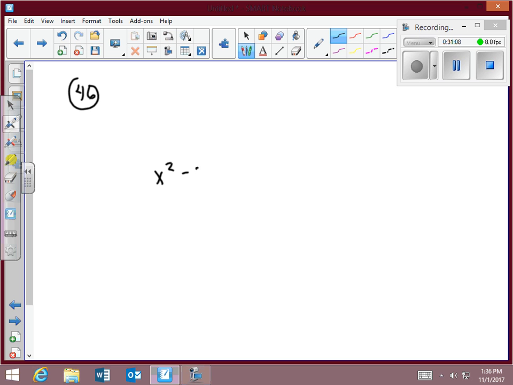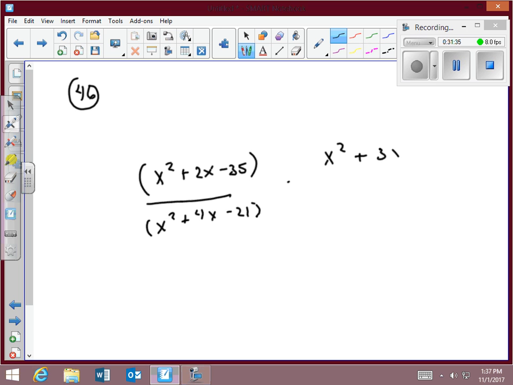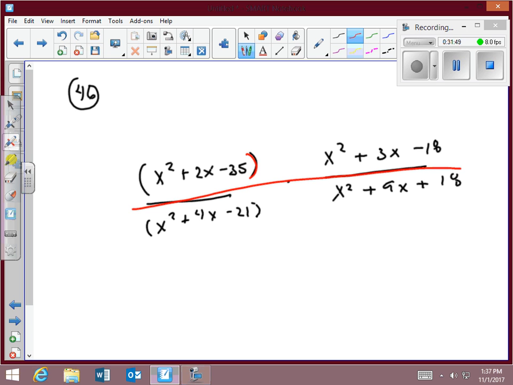x squared plus 2x minus 35, x squared, times. There weren't brackets in there, but we're going to need them anyway when I do that. So I'll need those brackets when I do this.